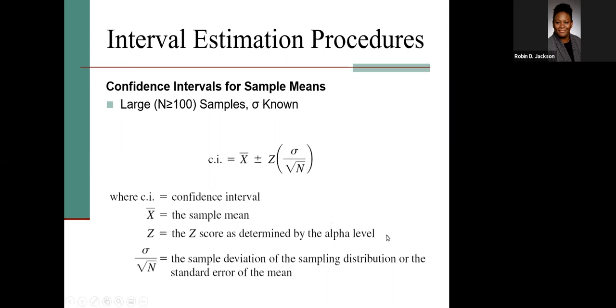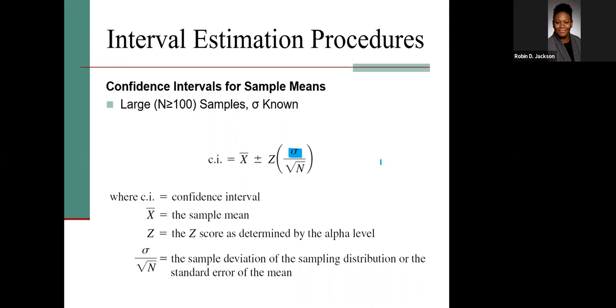You can also find this formula on page 166 of your textbook. But this is just a breakdown of the formula. And in this particular formula, we know the population standard deviation. Let me highlight that really quick. That's what this is right here. The lowercase sigma, that is the population standard deviation.